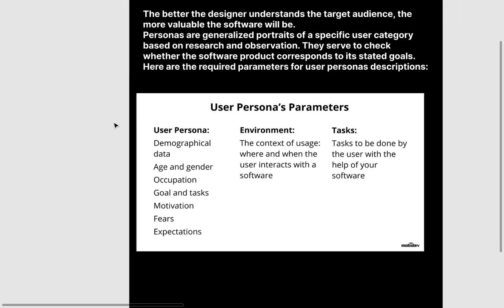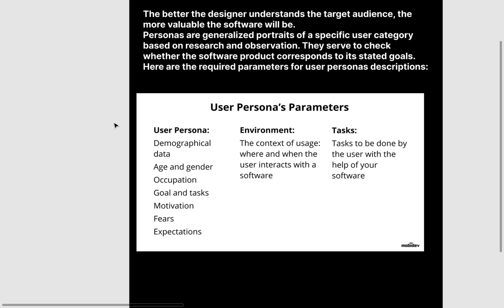One is demographic data, like location and all that. You need the age and the gender as well, occupation, goals and tasks, motivation, fears, expectations. The environment: what type of environment do they typically interact with on a day-to-day basis? How vast are they with using technology tools? You need to understand all of those things as parameters for user personas, right?